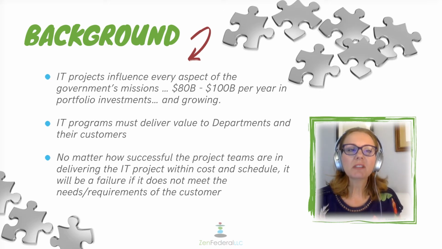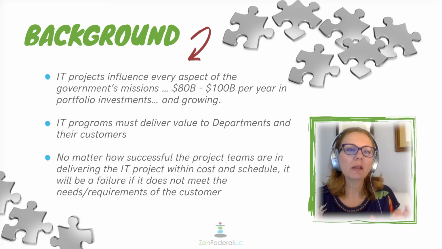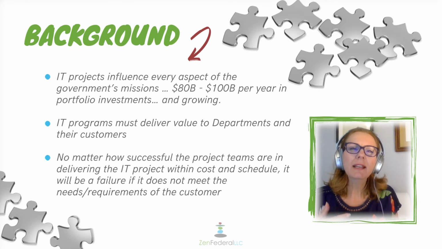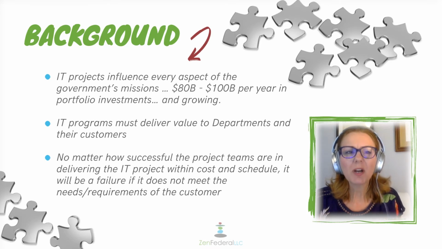To provide you a little bit of a background about what we're going to be teaching, it's important to understand that just the discretionary budget piece of the United States budget annually sets aside $80 to $100 billion a year for IT projects that influence every aspect of a department's mission. These IT programs must deliver value to their customers, which are their constituents and their taxpayers. And no matter how successful project teams are in delivering an IT project within certain cost and schedule parameters, it's still going to be a failure if it doesn't meet the needs and requirements of a customer.